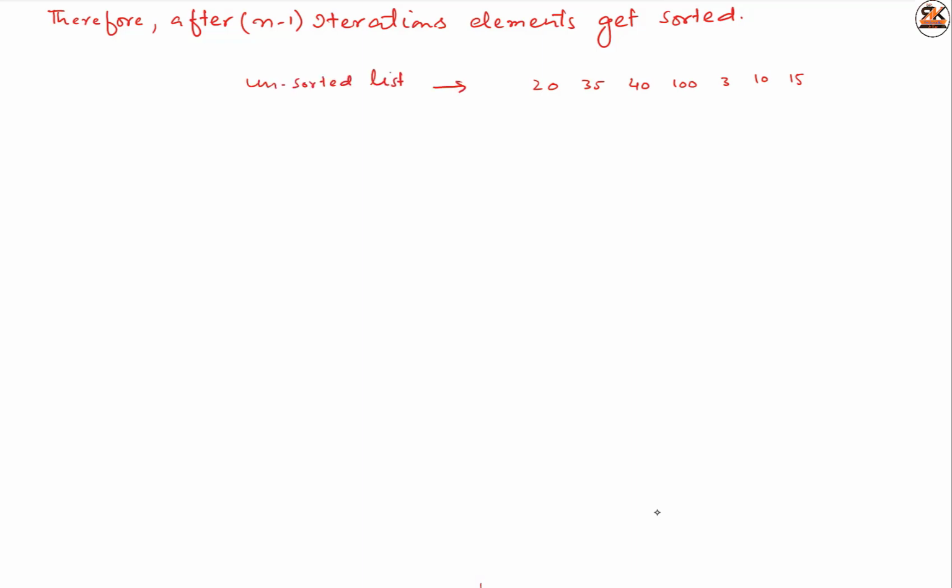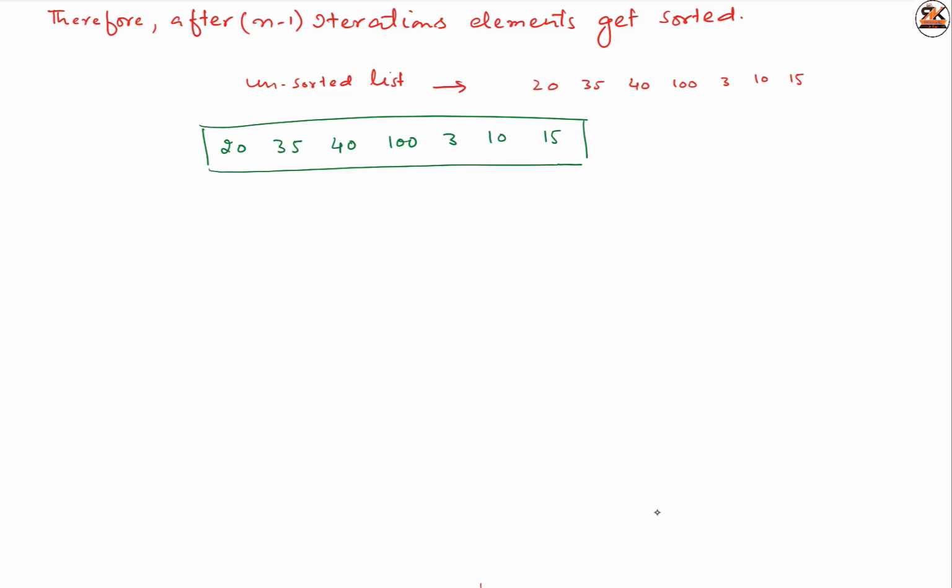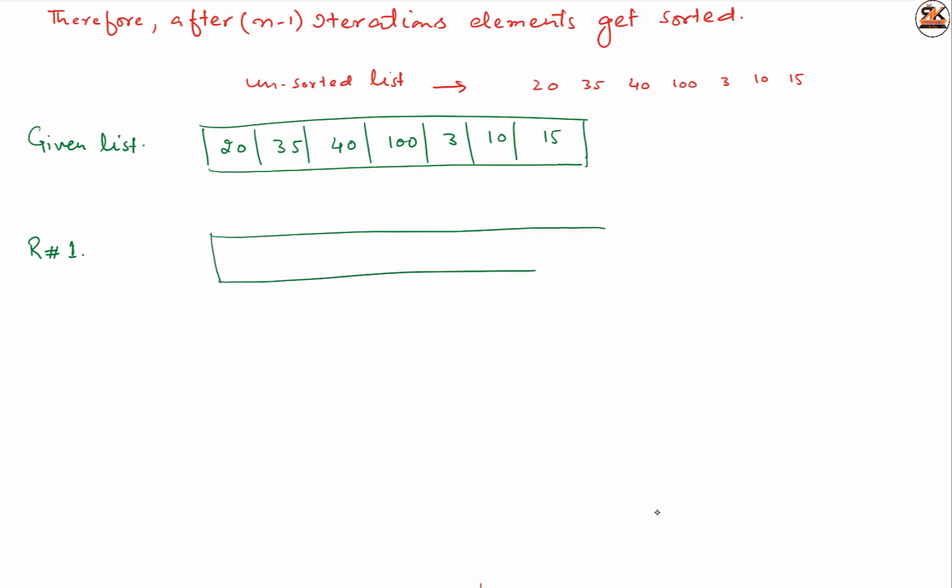Now for its solution let me put these elements as an array: 20, 35, 40, 100, 3, 10 and 15. Let me put these data elements in the array. Okay, this is the given list, and now we will start with round 1. What will happen in round number 1, or you can say in iteration 1? Say this is the list, and in round 1 let me assign the indexes to these elements. So in total we have 7 elements in this list.